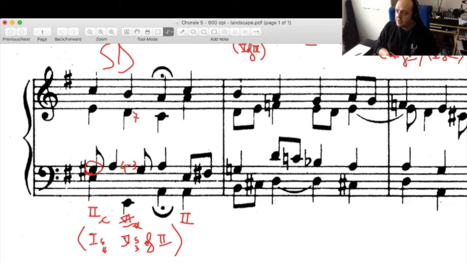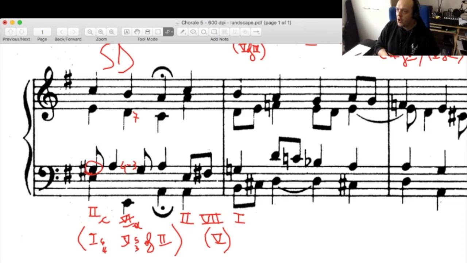So look, 7. I'll put the function of 5 in parentheses. Functions as 5. Yeah, goes to 1. So 2, 5, 1. Back to G major. Another passing note here.